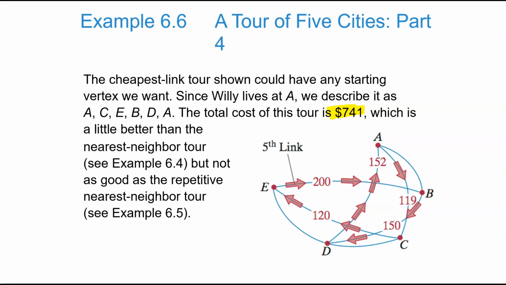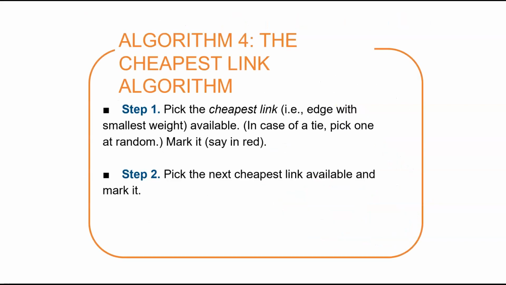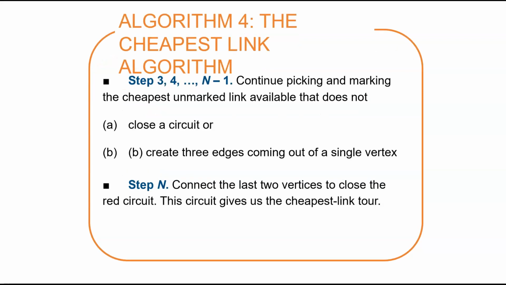It's a little better than the nearest neighbor, but not as good as the repetitive nearest neighbor. So again, the optimal is always going to be brute force, but we're trying to find other options so it's not as time consuming. So how do you do the cheapest link? You pick the cheapest link and mark it, you pick the next cheapest link and mark it, and you just make sure you don't close the circuit and you don't create 3 edges out of a vertex. Connect the last 2 and close the circuit.